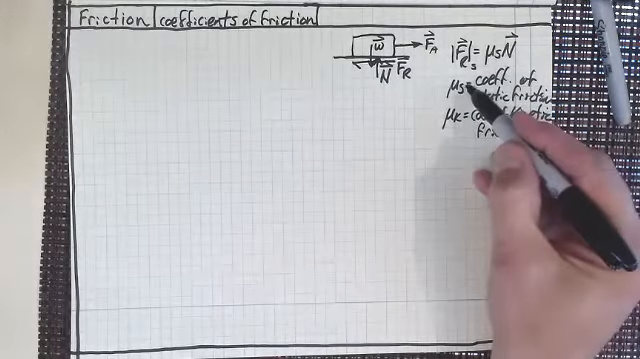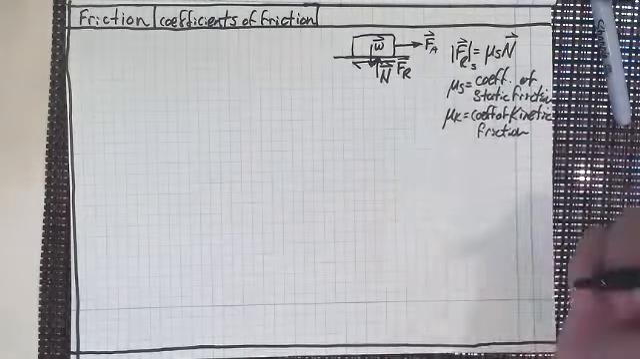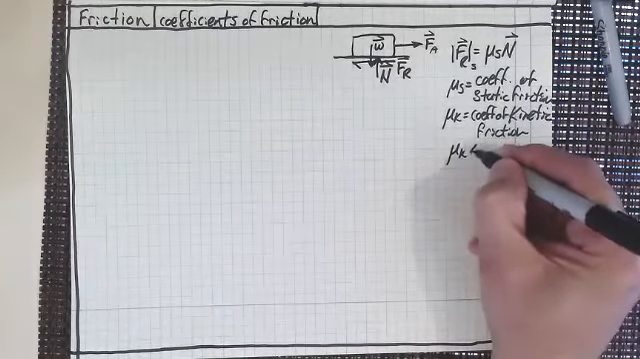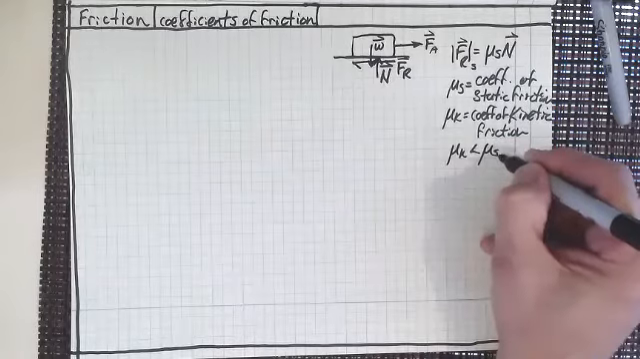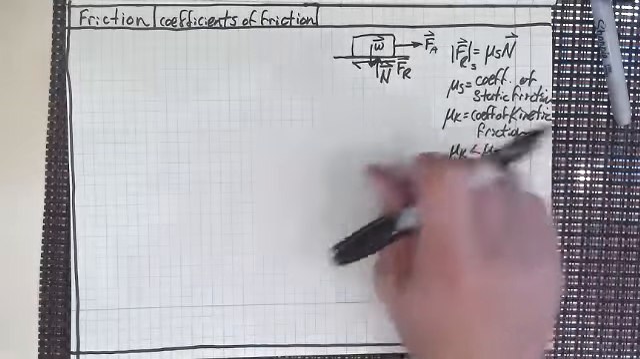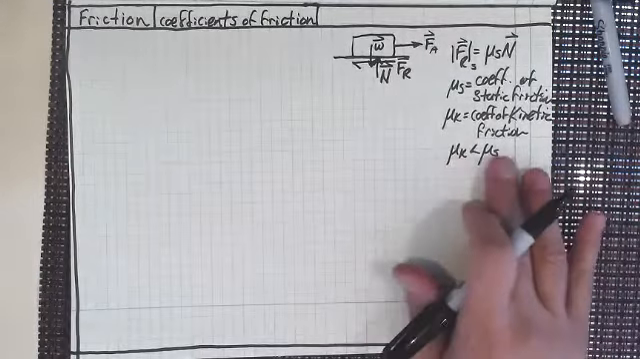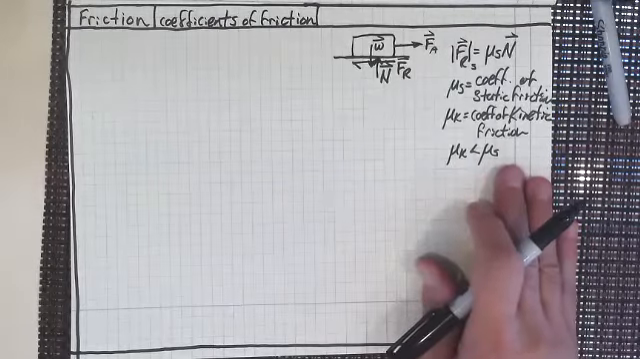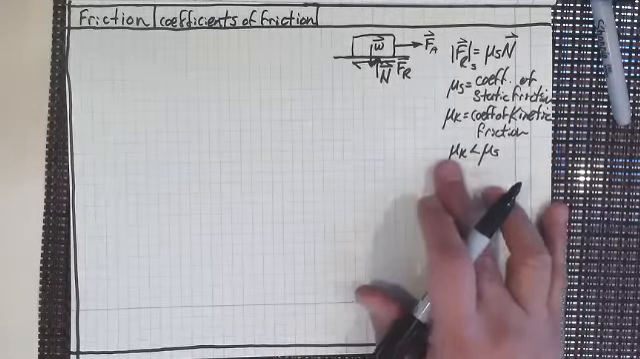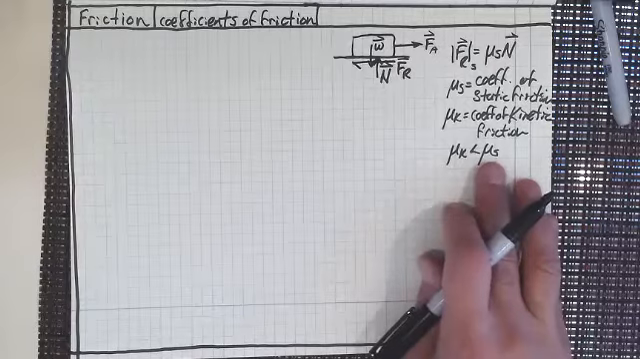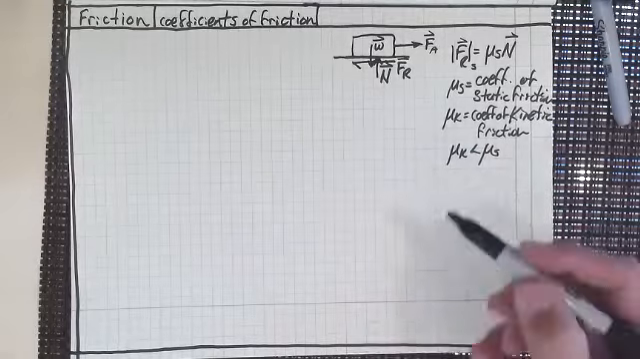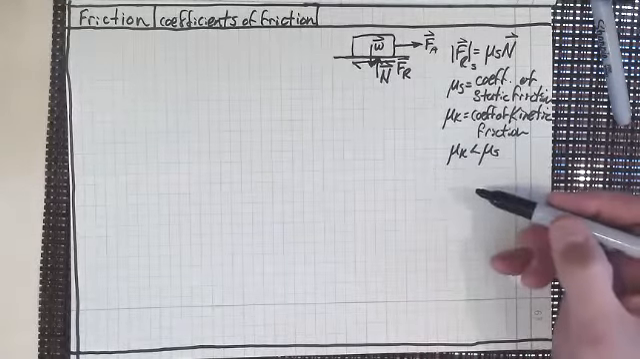Now, mu sub k is always less than mu sub s. So mu sub k is less than mu sub s. That's all that we can really say about that, though. Can't say that there's a certain relationship between the two. Different surfaces with different types of lubricants are going to have different ratios of mu sub s to mu sub k. So I can't really say, but I can always say that mu sub k is less than mu sub s. And in fact, here's what happens.